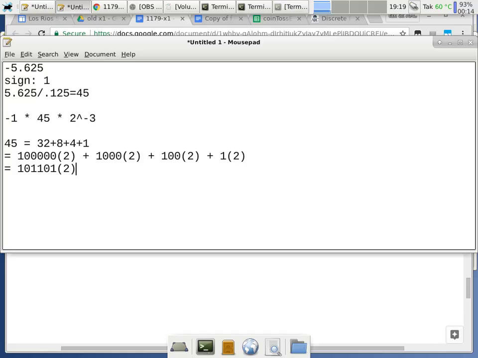Okay, because normalize means I want this to look like 1 point blah blah blah blah. Okay. All right. So I'm just doing it really step by step. 101101 with an implicit point here. Okay, times 2 to the power of -3, and we want to re-express it until the mantissa looks like the format that we want it. Okay.